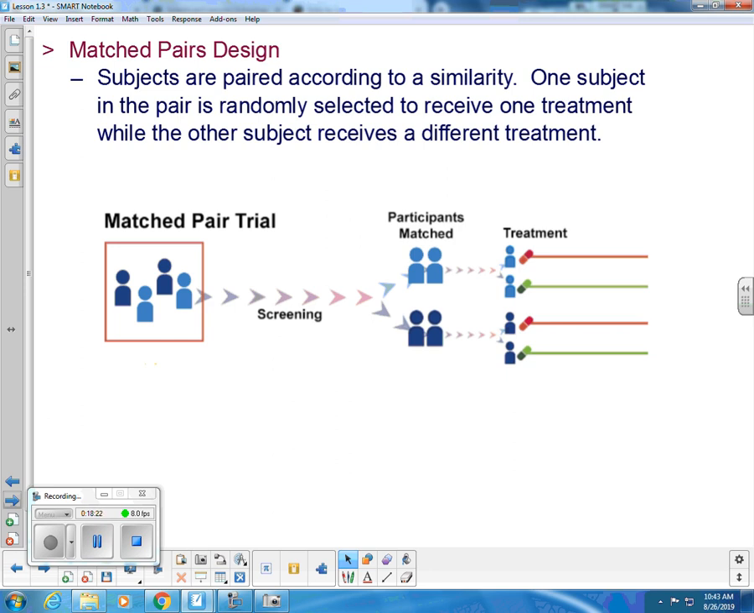This is used a lot with twins. Okay, so very similar people. They give them two different treatments or a treatment or control. All right. So if you can find a similarity to pair them with, and then split them.